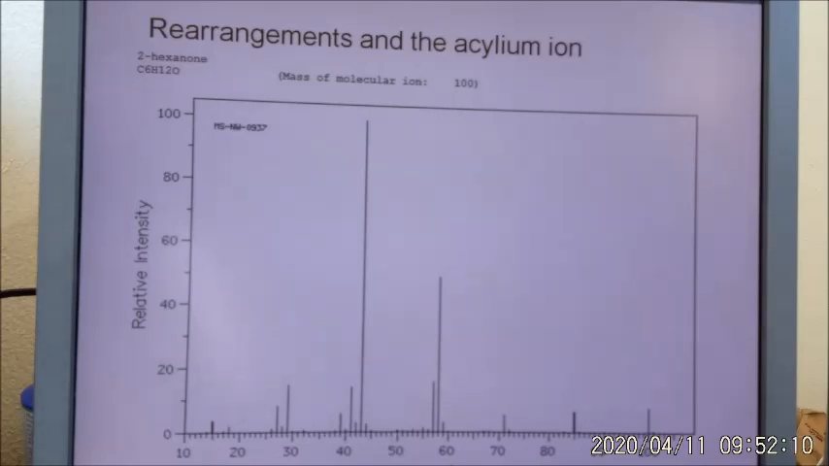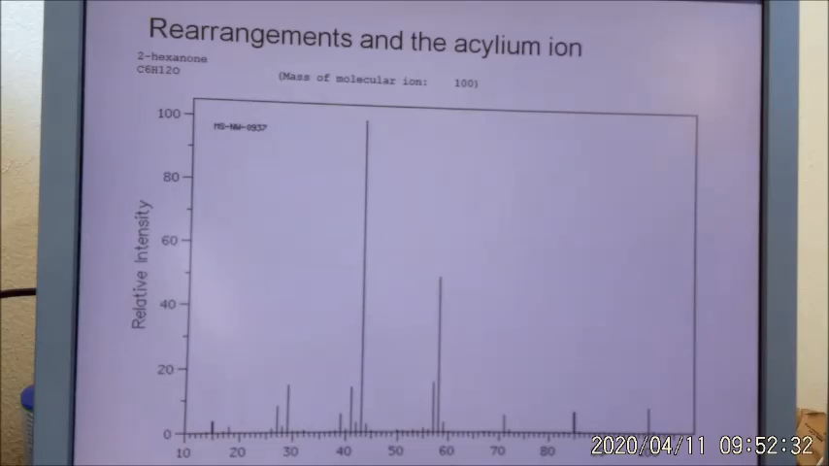1, 2, alpha, beta, gamma, you lose propene. So what is propene's molar mass? That's CH2, CH3, that's 36 plus 6, that's going to be 42.